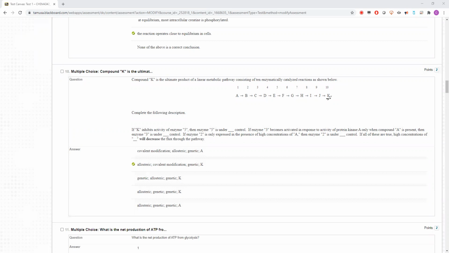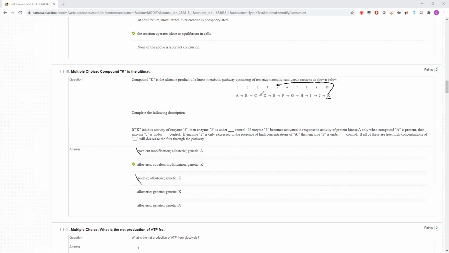K inhibits enzyme 5, right? So that means we are under allosteric control. Allosteric just means something is binding. Covalent would be like adding a phosphate. Genetic would be changing the levels of the protein through RNA, basically. So we know it's allosteric.